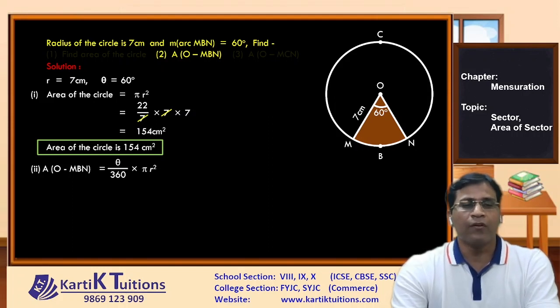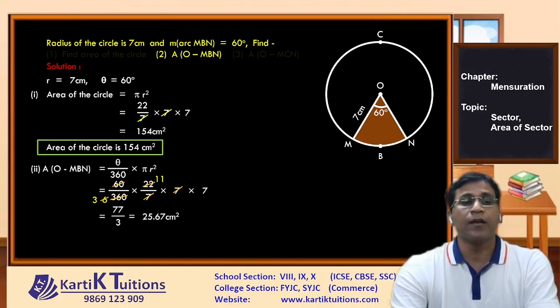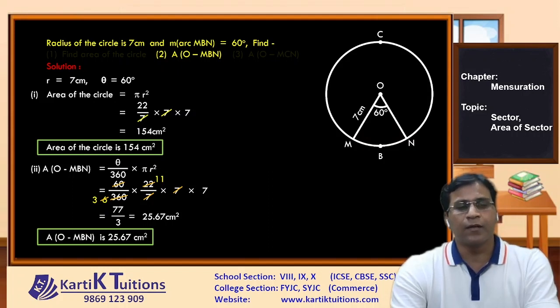Now here we will write this as 60 upon 360 into 22 upon 7 into 7 into 7. Now the first 7 gets cancelled, 6 ones are 6, 6 sixes are 6. Now again we can reduce this. It is 2 threes are 6, 2 elevens are 22. So basically we get 77 upon 3. Now when you divide this, you get 25.67 centimeter square. So the area of the minor sector you got as 25.67 centimeter square.